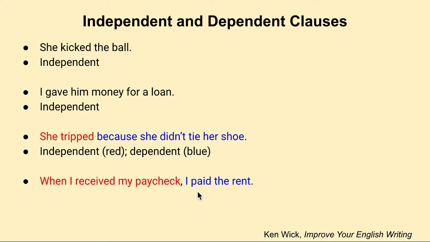Okay, the answers are, the first clause starts with a subordinating conjunction, therefore we know it to be a dependent clause. Received is the verb, I is the subject, when is the subordinating conjunction. Here, this is an independent clause. It does not begin with a subordinating conjunction.